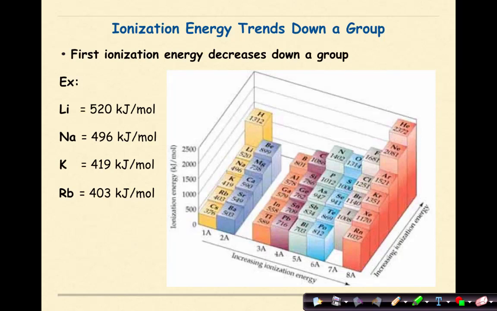Ionization energy trends down a group. First ionization energy will decrease going down a group. And we can see it here by looking at some group 1 elements. Lithium is 520, sodium is 496, potassium is 419, and rubidium is 403. Because as those electrons get farther and farther away from the nucleus, the nucleus has less of a hold on those valence electrons, and it's easier to remove them.